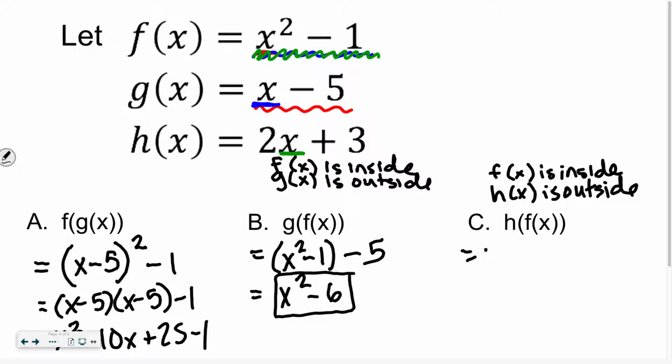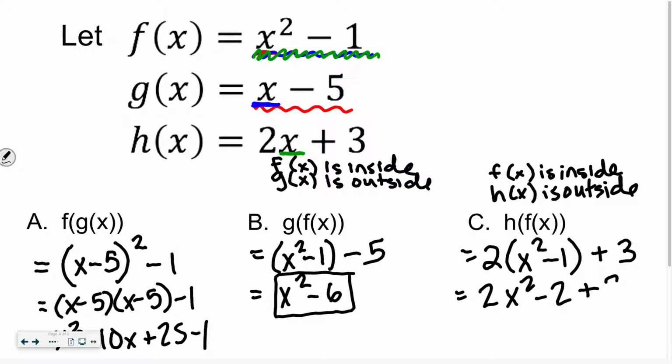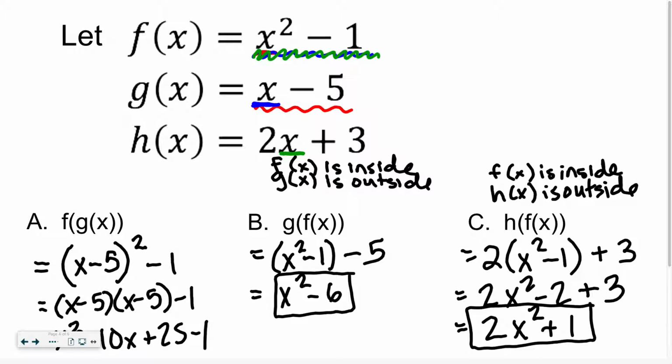So I would start by saying 2 times, normally I would say x, but now I'm going to replace x with f of x, x squared minus 1, and then finish off my h, that would be plus 3. So h of x is 2x plus 3, but I've replaced the x with the function x squared minus 1. I can distribute to get 2x squared minus 2 plus 3, and then combine my like terms for 2x squared plus 1. And I have just composed two functions.